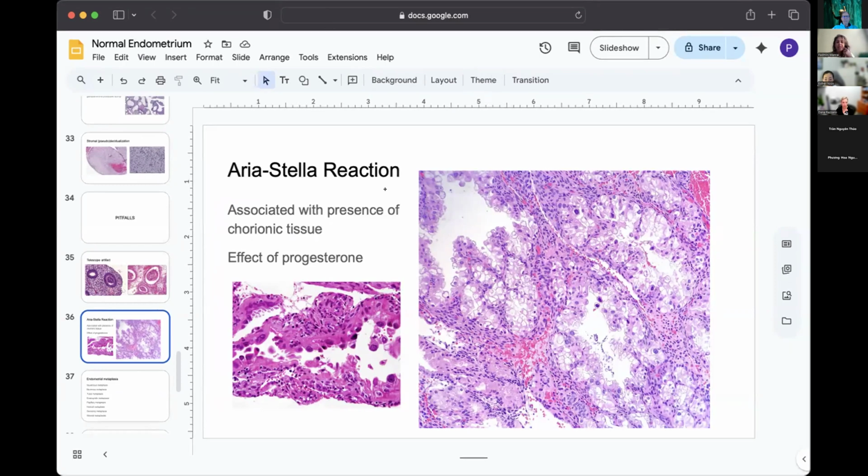In the endometrium, one of the caveats is when you see this, just pause and think, okay, how old is this patient? Is she on any hormone, or is she trying to get pregnant? Could she be pregnant? And this isn't cancer. This is actually just associated with the reaction of the endometrium to pregnancy, or the effect of progesterone sometimes to an extreme degree, I guess. It's the presence of chorionic tissue that triggers this reaction.